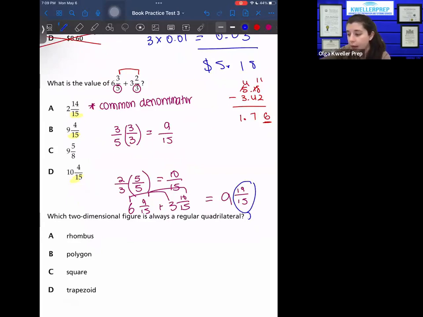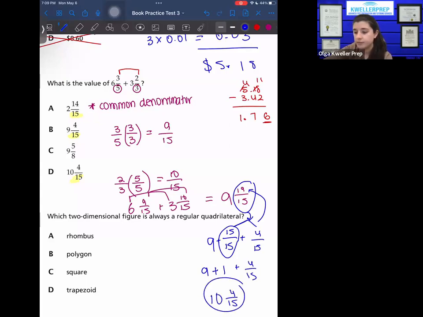So now I have to work backwards. I split this into 9 and 15 over 15 plus 4 over 15, right? I split this because 15 plus 4 gives me back 19. And 15 over 15 is just 1. So I have 9 plus 1 plus 4 over 15. So this simplifies to 10 and 4/15.